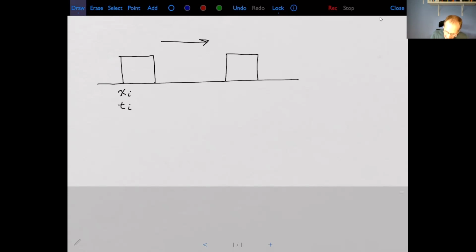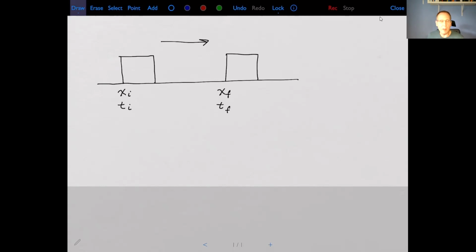Okay, so in this example, let's assume I have a cart and it's initially at some position, I'll call it X sub I for initial, at some initial time, I'll call it T sub I. So the edge of the cart is at that position at that particular time. Let's assume it's moving to the right. And at some later time, it's at some final position. So I'll label this as X final, so sub F, and then T sub F or T final, time final.